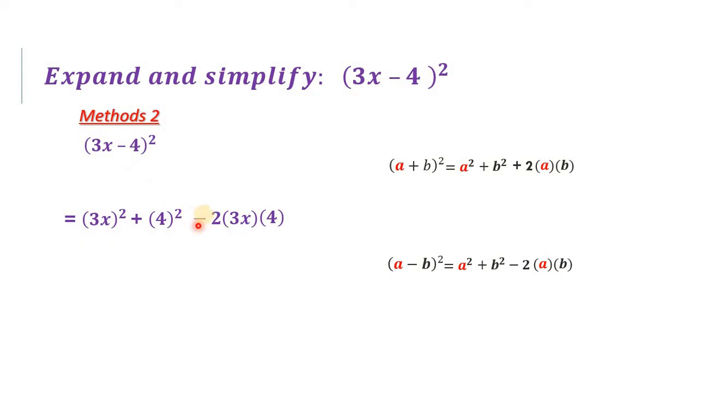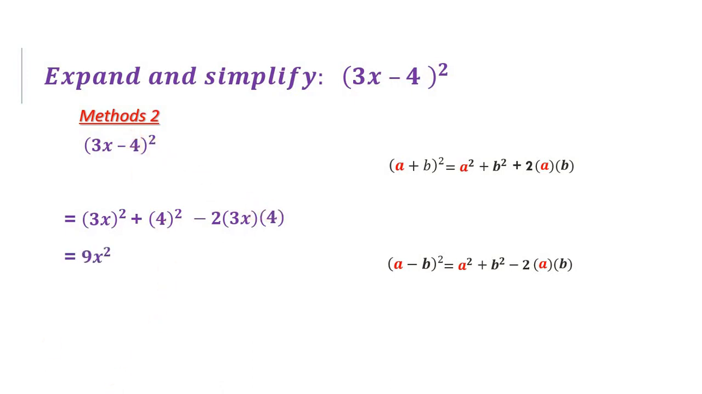Remember, the minus must only be here. Even though we can treat this 4 as negative 4, we do not do that. What we do, we just use 4 only. We do not take the minus sign with it as treated as a negative. We simply say minus 2 times 3x times 4.